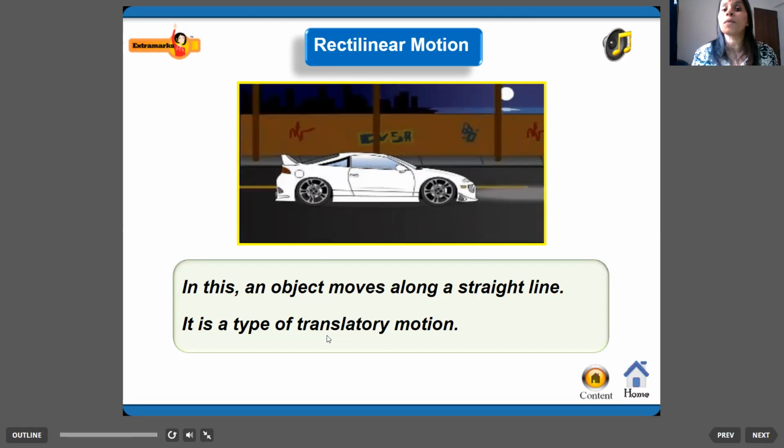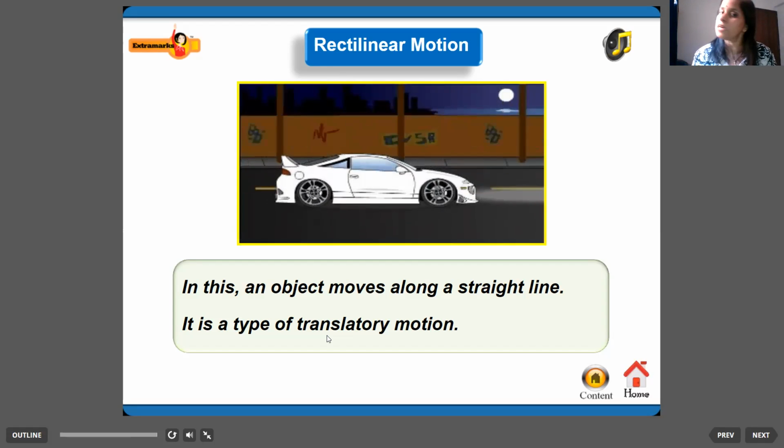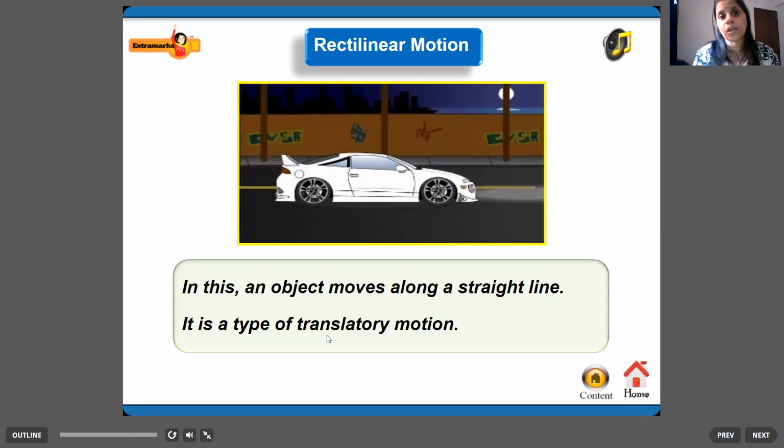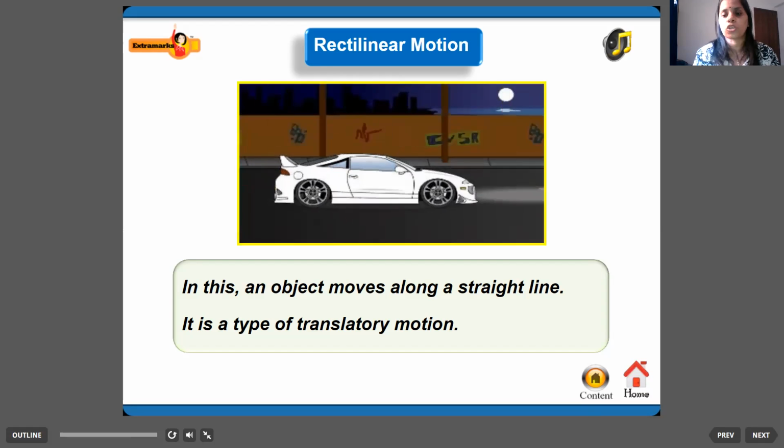You would have seen birds flying. How does a bird fly when it's sitting on the ground? Of course, it takes a flight. How does it take off? It makes a curve and then it takes a flight. That is again an example of curvilinear motion.